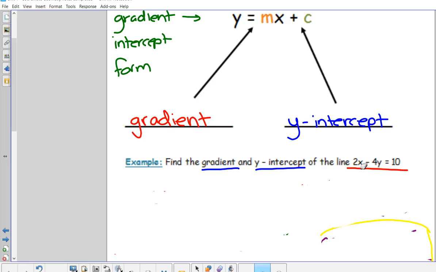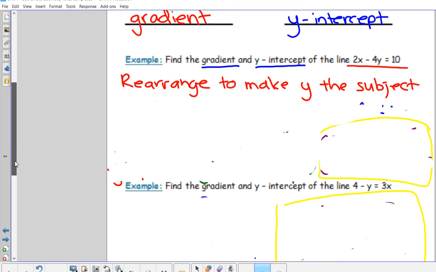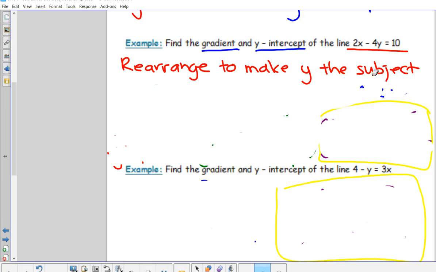Okay, so negative 4y equals 10. So let's make a little instruction for ourselves. Rearrange to make y the subject. So rearrange to make it y equals, basically. That's what we're trying to do. It requires a little bit of algebraic rearranging of formulas. I'm just going to write the formula that's there already to begin with, just to get started: 2x minus 4y equals 10.